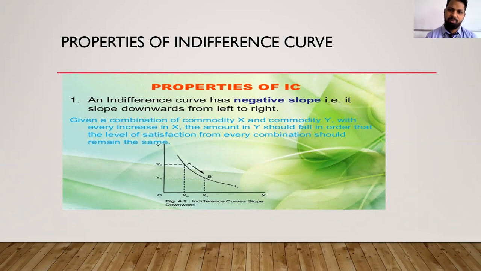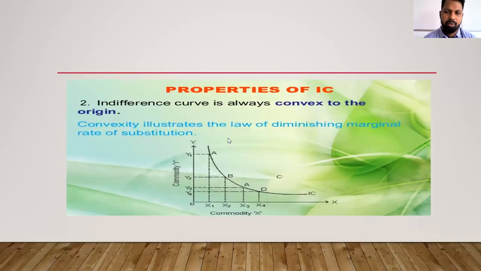So in order to show that, it should be a downward sloping curve only. You can clearly show here that when the consumption of Y is increasing from this point to this one, the consumption of X is reduced from this point to this point. So that is one of the properties.